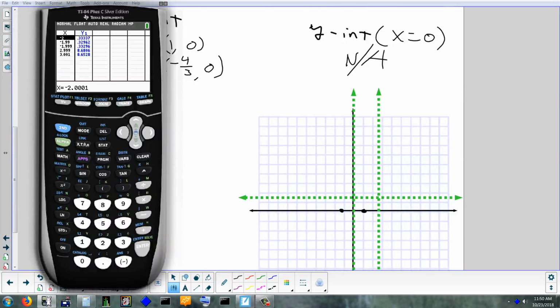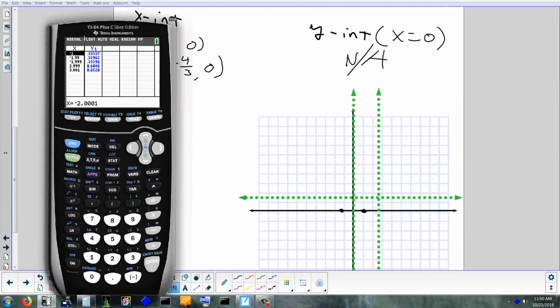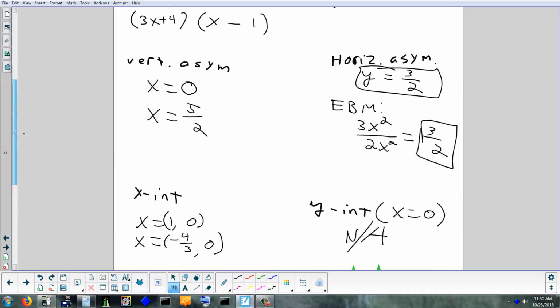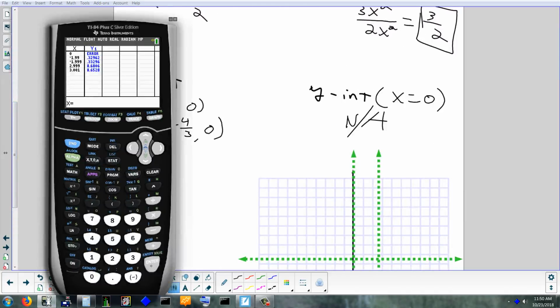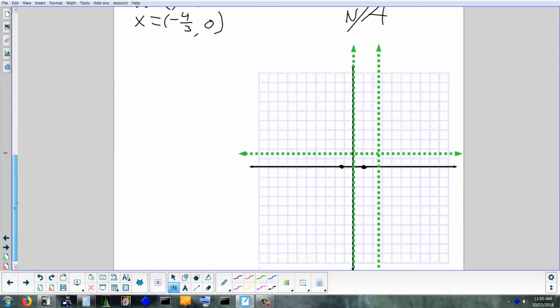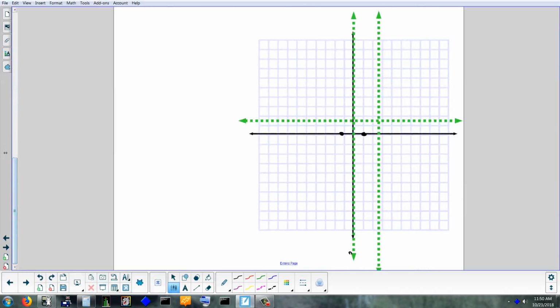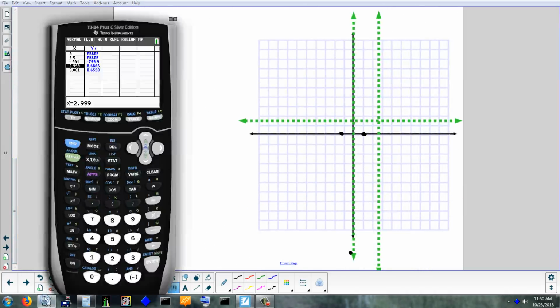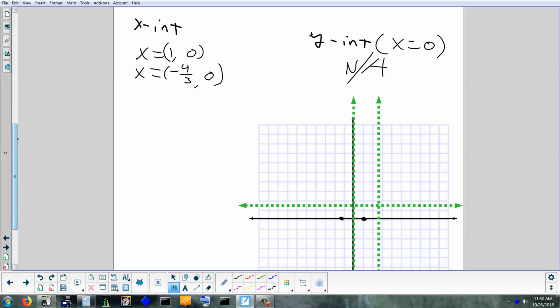All right. Sometimes what I like to do is just type in the values I know don't work, just to make sure I get errors, because 0 and 5/2 should give us an error. Yep, okay, so that's good. So let's check just to the left of 0. Negative 0.0001. Negative 800, it's way down. So when you're left of 0, way down there. When you go to the right of 0, way up high. So 800. So way up.